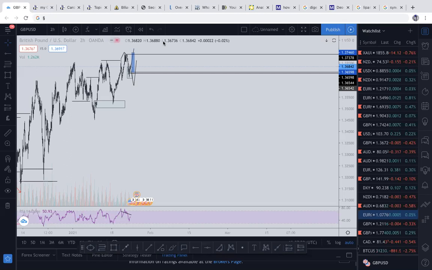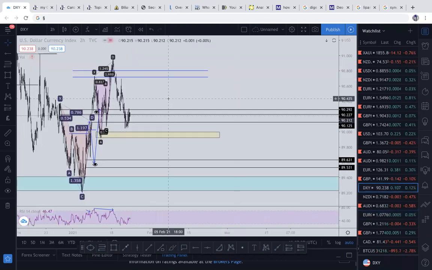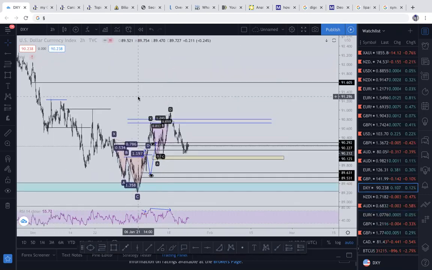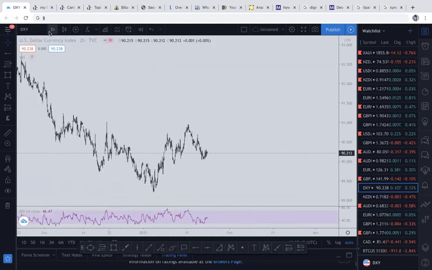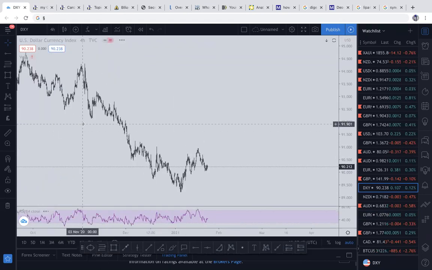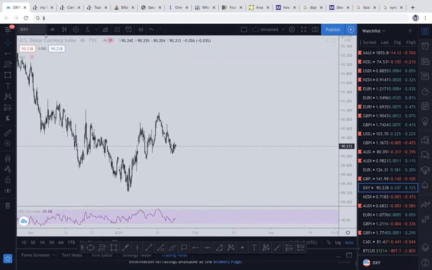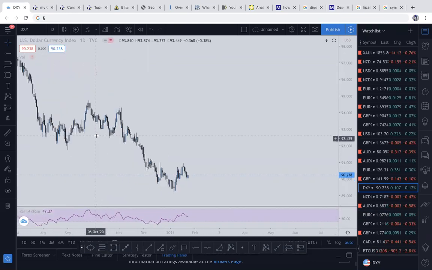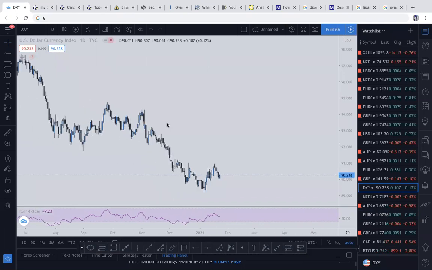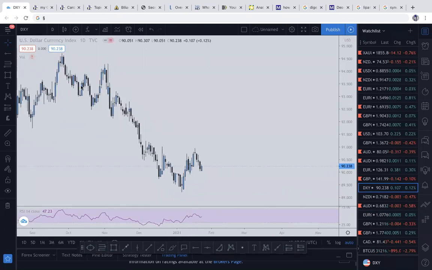So you expect the DXY to be bearish? Well, I haven't checked the DXY. I'm just looking at GU. So we can have a look on DXY and see what's happening. Let's clear my charts. Let's go on a higher time frame. Even a higher time frame. So if I look on the daily, look at what's happening on DXY.